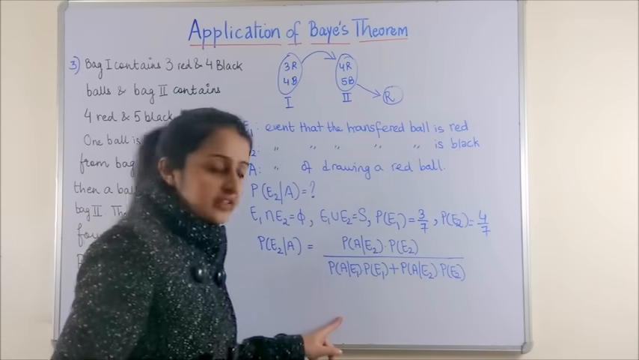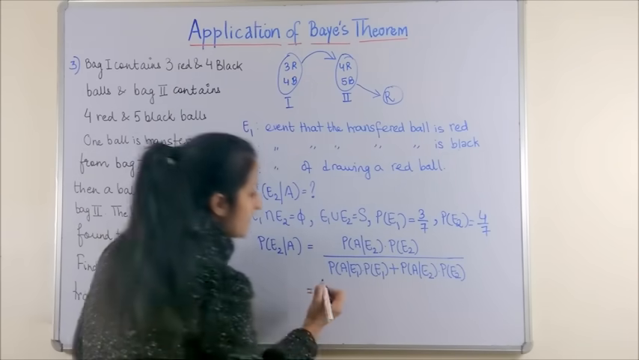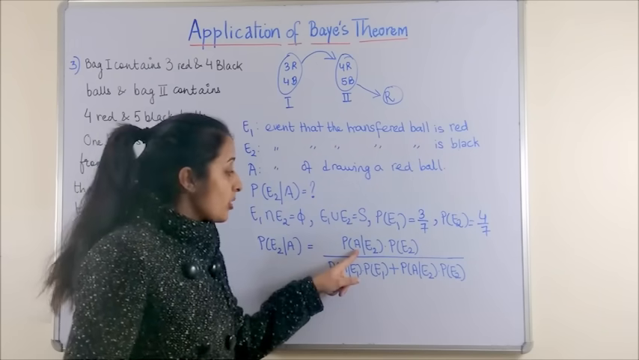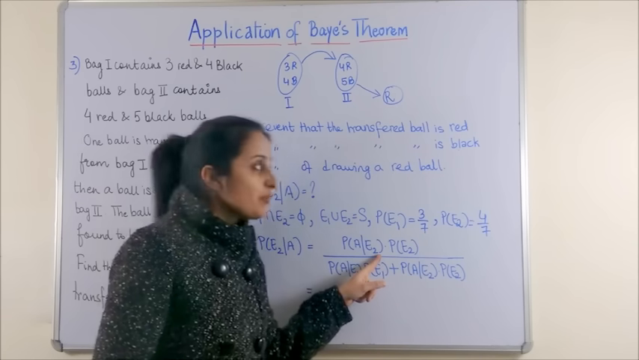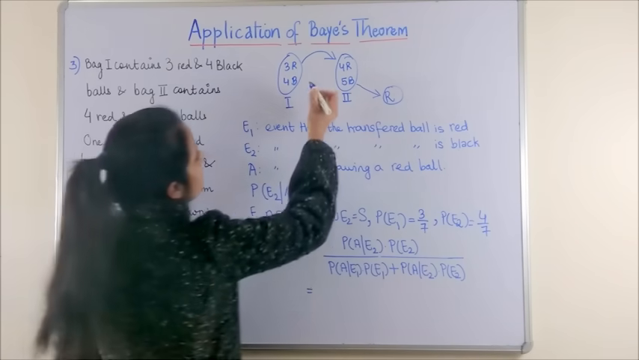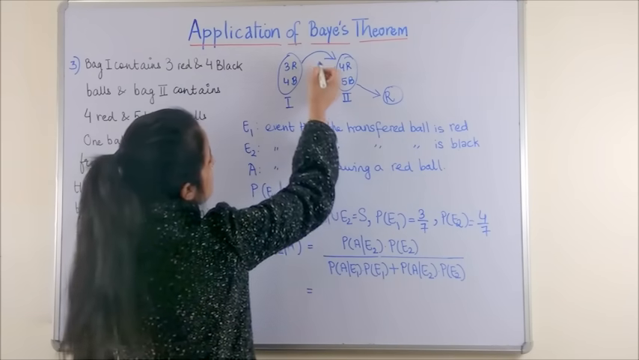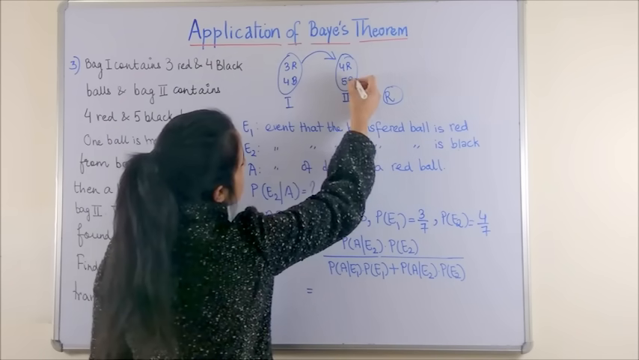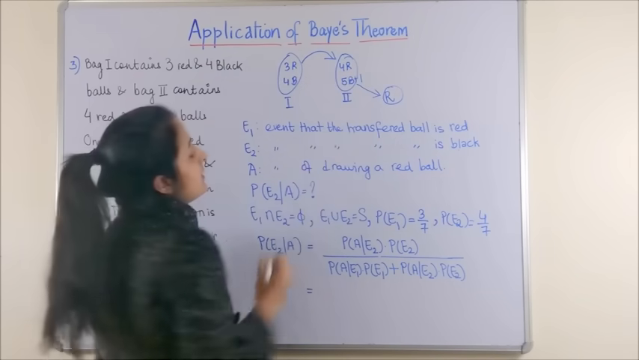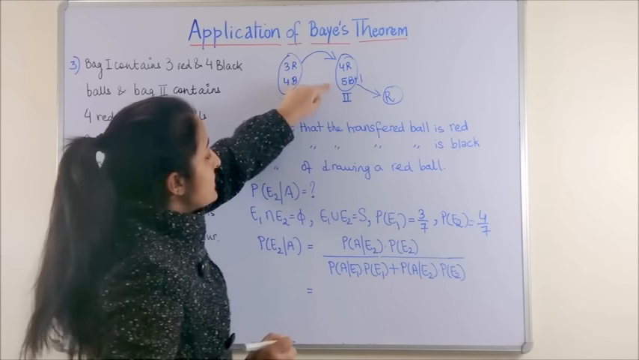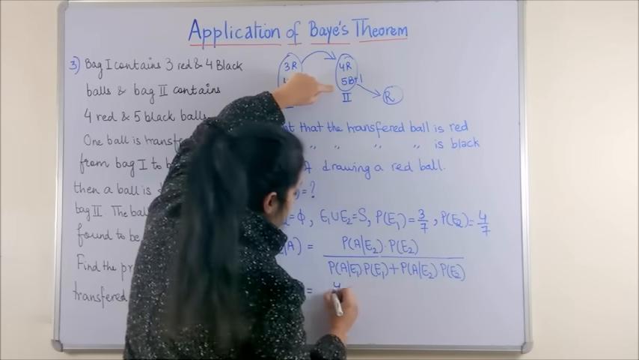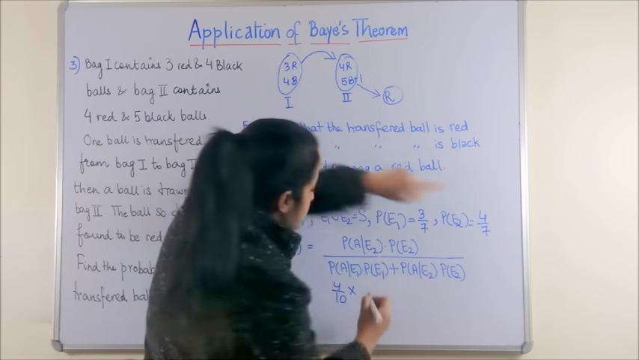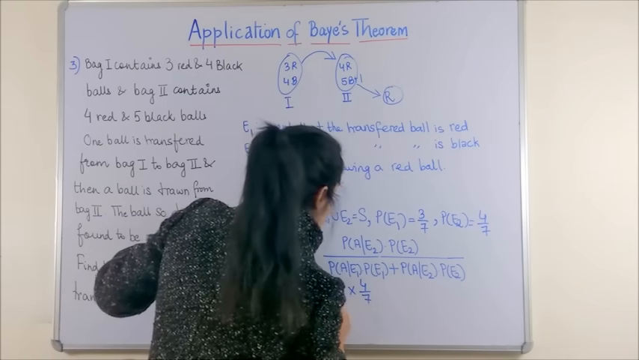So this is how we write the formula, and now let's start applying the values. Probability of drawing a red ball when a black ball was transferred. So suppose a black ball was transferred here, so that increases the black balls by 1. Now what is the probability of getting a red ball? It will be 4 upon 10. Probability of E2 is 4 by 7 as it is.